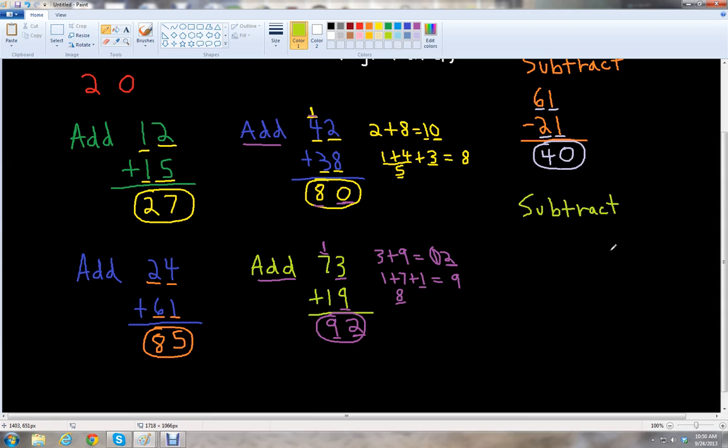So let's say you want to subtract 39 minus 17. So what we'll do here is we'll start with the ones digits again, 9 minus 7. That gives us 2. Then you go to the tens digits, 3 minus 1 gives us 2. So 39 minus 17 is 22.